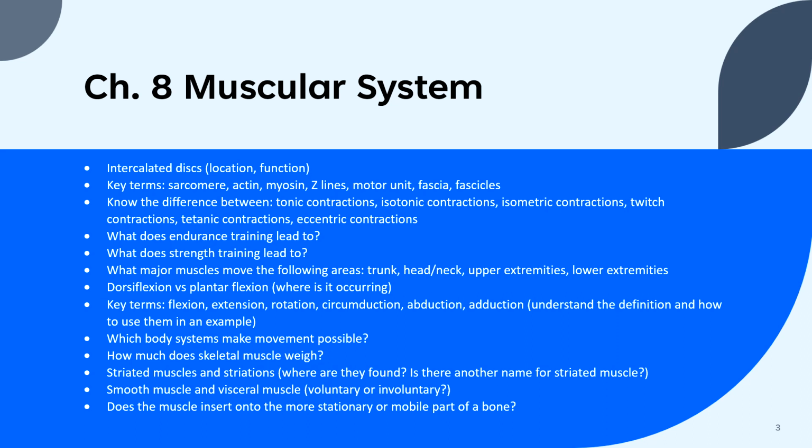Key terms to know are flexion, extension, rotation, circumduction, abduction, and adduction. Understand the definition and how to use them in an example. We can start on page 159. We know that flexion is a movement that decreases the angle between two bones at their joint. It is commonly described as a bending movement, and an example is bending your elbow or knee.